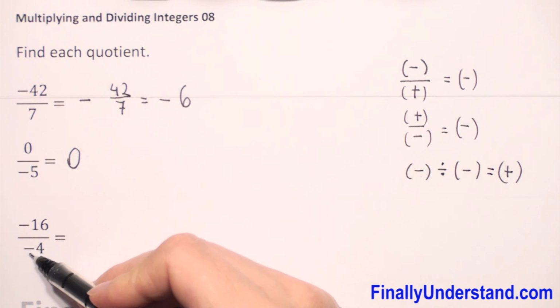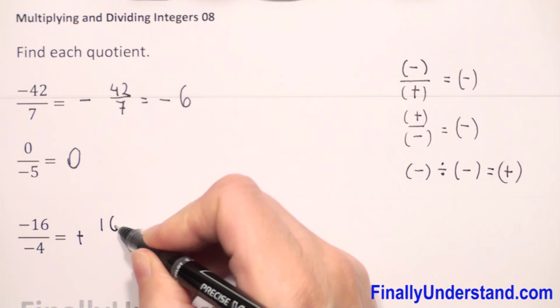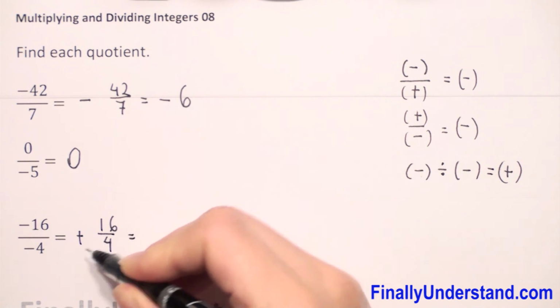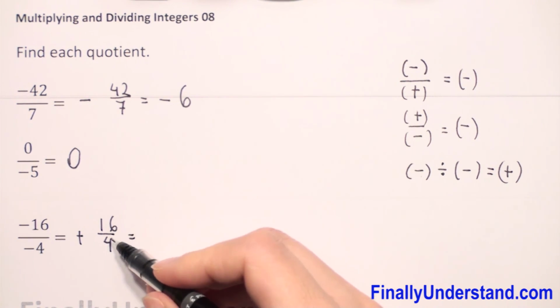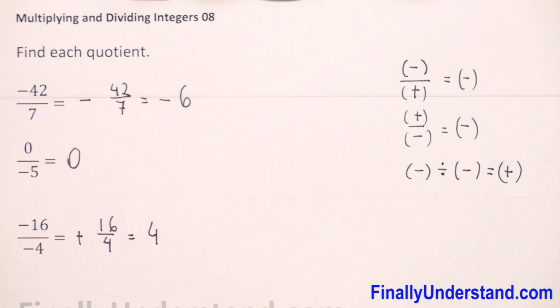So negative over negative give me positive sign and I have 16 over 4. Positive sign we don't have to write. 16 divided by 4 is 4. This is my solution.